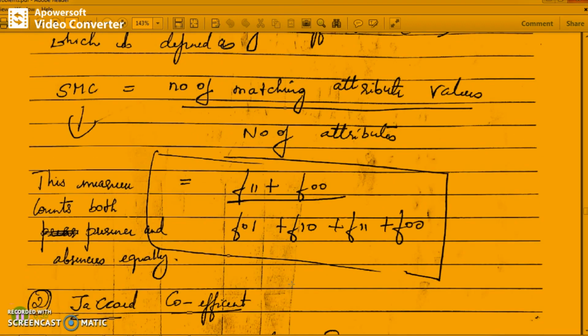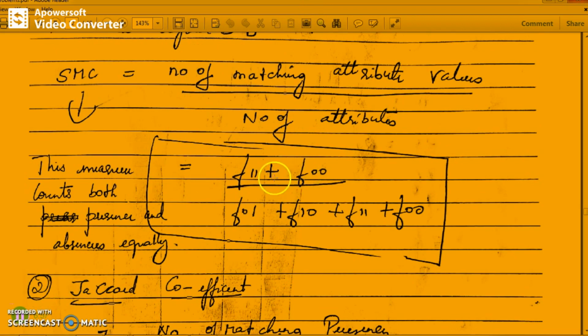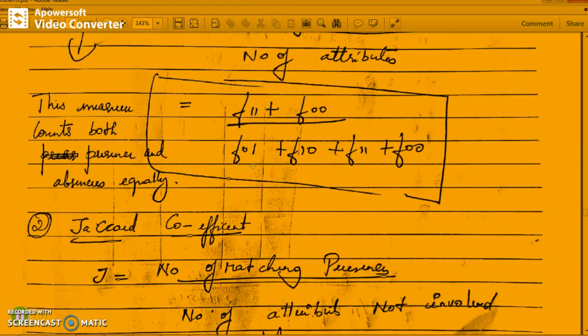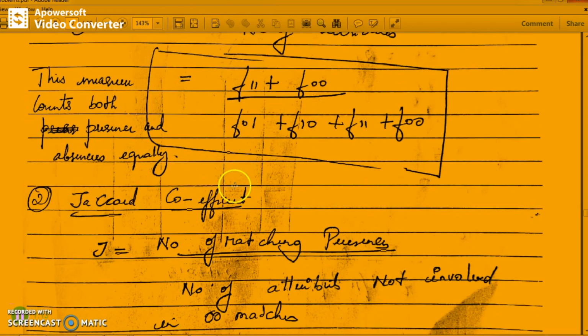So you can see the formula: F11 plus F00 represents the number of matching attributes divided by the number of attributes, all the 4. This is the formula to calculate SMC, and remember this is only when the two objects have binary values. Now we have the second formula to calculate the similarity, and that is the Jaccard coefficient.